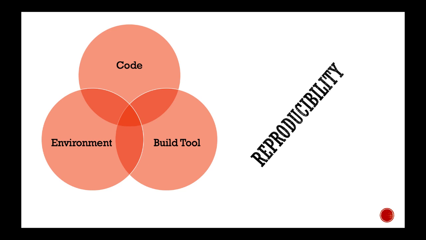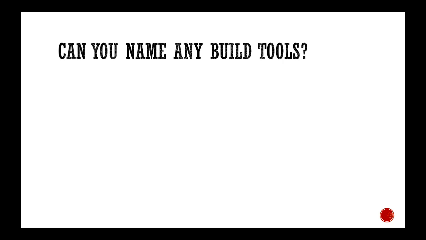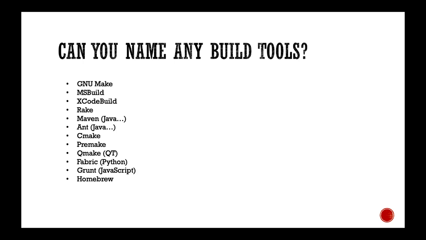So there are lots of tools that we have to do this. You can take a second and think about this. Can you name any yourself? I can name plenty: Make, MS Build, Xcode Build, Rake, Maven, Ant, CMake, Premake, QMake, Fabric, Grunt, Homebrew. These are all things, and there's a nice little blog article on this that you can read. In it, there's even another tool now that I would include, and that's called Docker, which helps us maintain a stable environment across our builds. There's lots and lots of options here, and I'll be showing you another video later that incorporates Docker and gives you a demonstration of this, so don't worry about that.